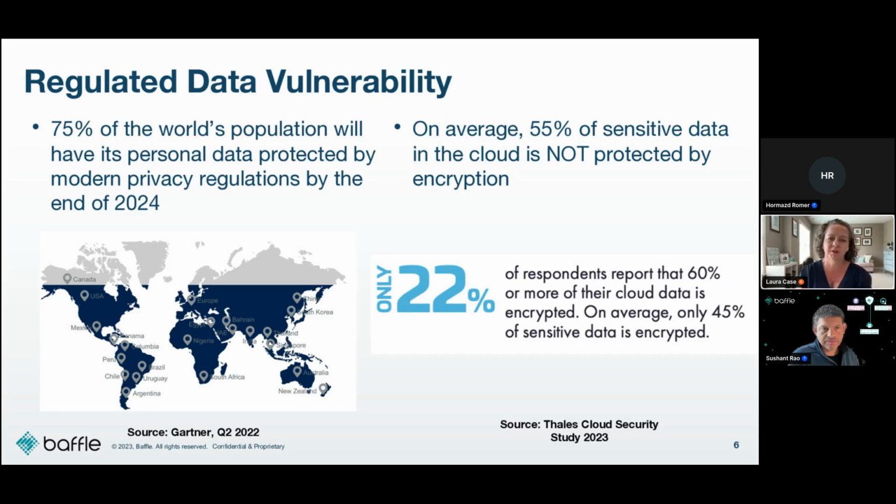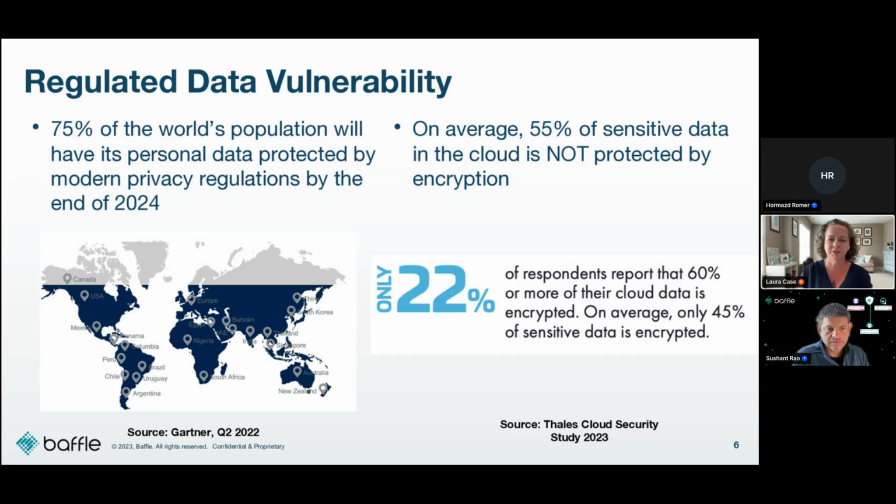This first point is very powerful to me. By the end of next year, 75% of the world's population will have its personal data protected by privacy regulations. To me, this is incredible because people have started to understand the importance of data privacy. I also want to point out that when we talk about protecting data, we mean one thing: encryption. These privacy regulations across the world that require protection of personally identifiable data require encryption to protect the data.